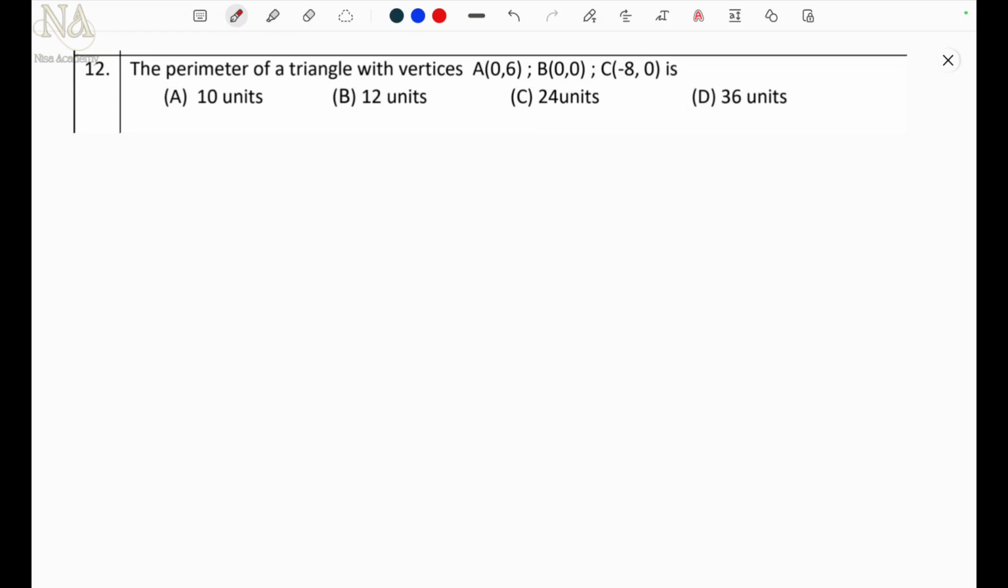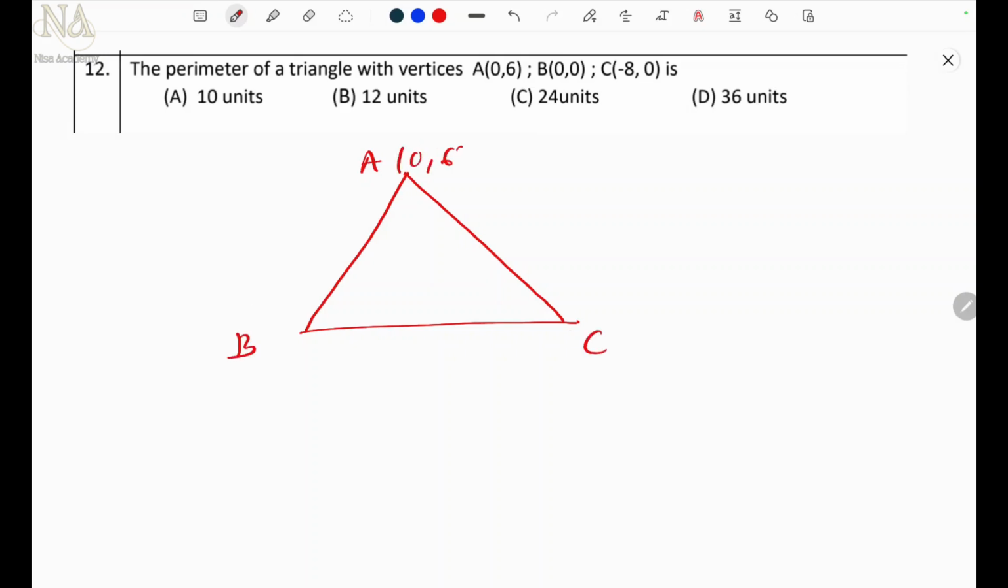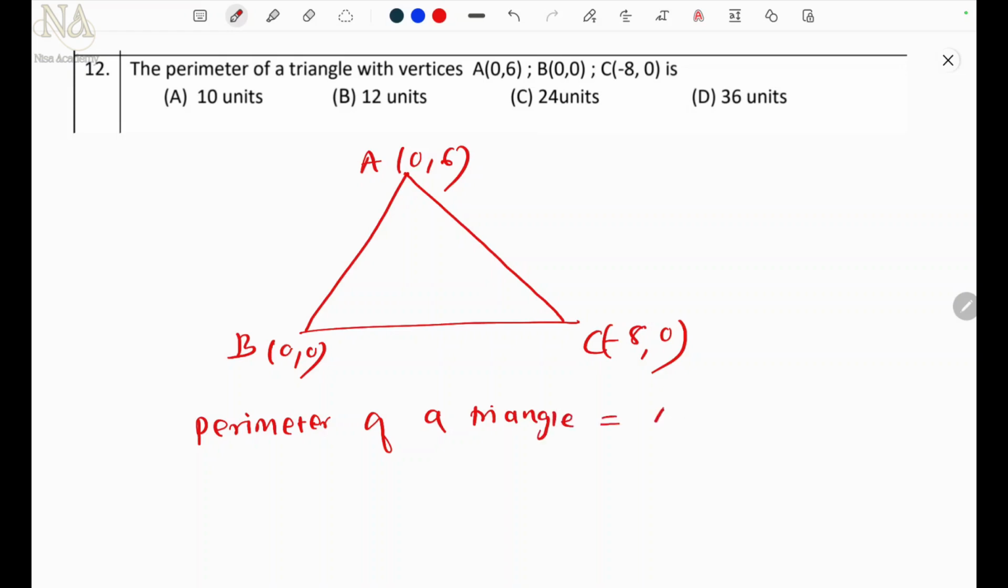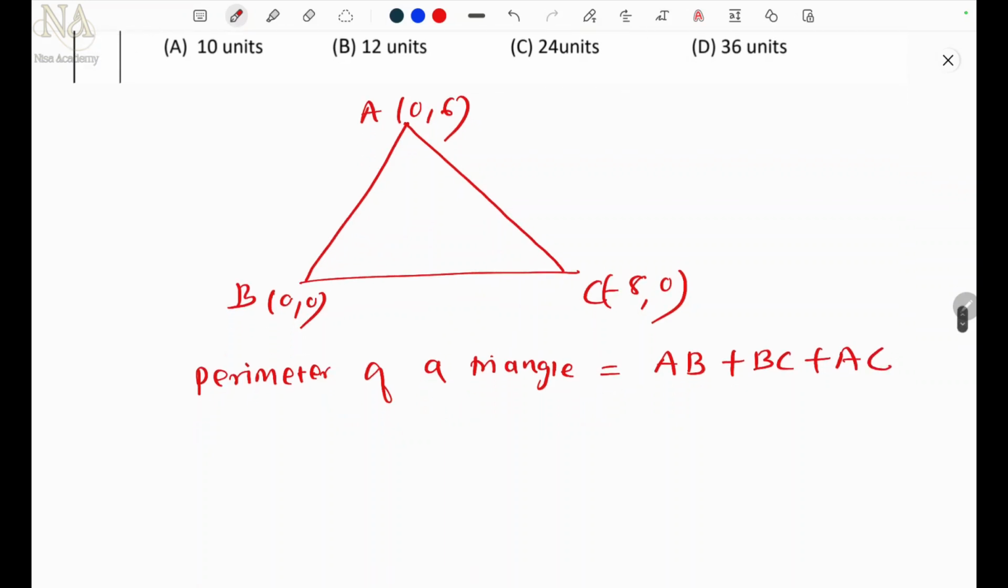12th question. The perimeter of a triangle with vertices A(0, 6), B(0, 0), C(-8, 0) is. So triangle ABC. A is (0, 6), B is (0, 0) and C is (-8, 0). We have to find the perimeter of the triangle. So what is a perimeter? Yes, it is AB plus BC plus AC. That is the perimeter of a triangle.